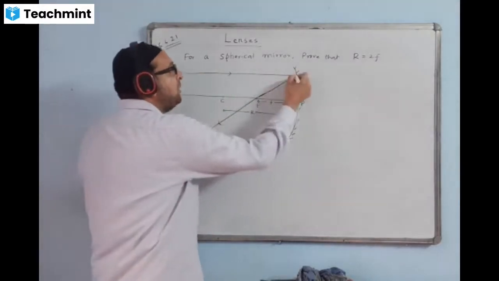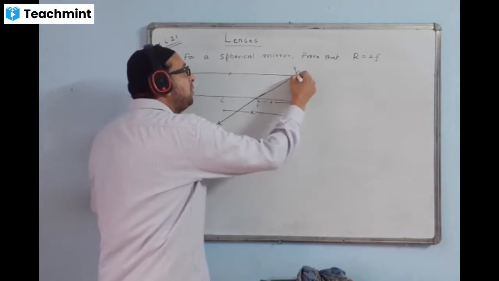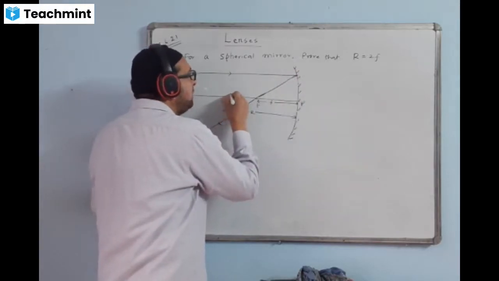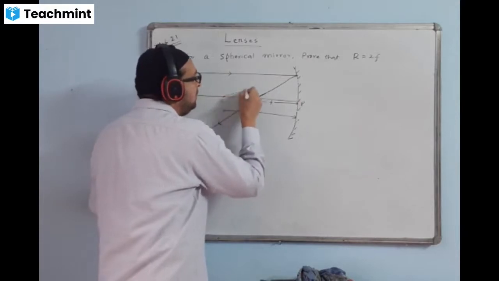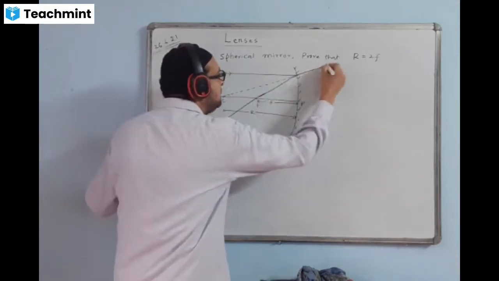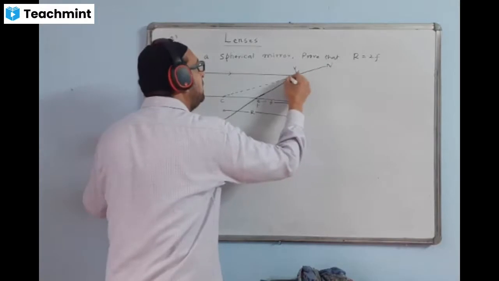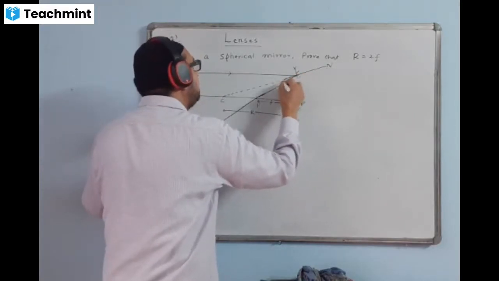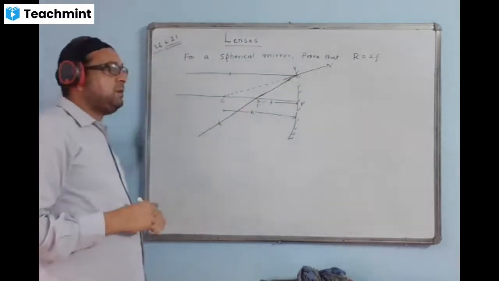Now I'll draw the normal here. When we draw the normal, the line will pass through C. So from here we'll draw a dotted line like this. This is the normal drawn here. The normal line on a spherical surface will pass through C or will appear to pass through C.